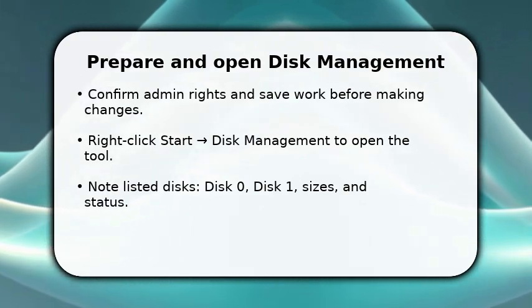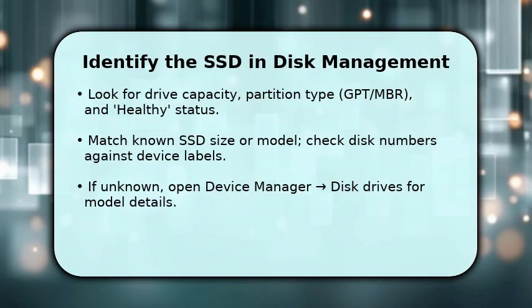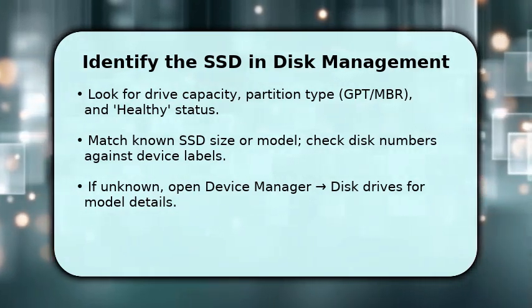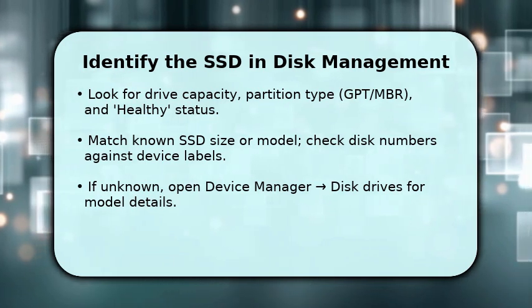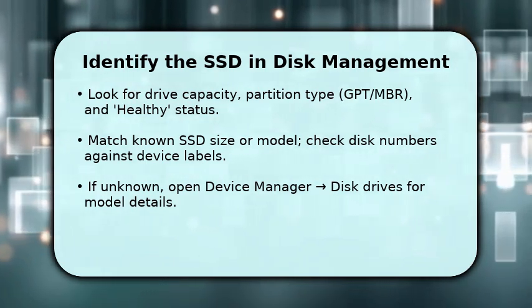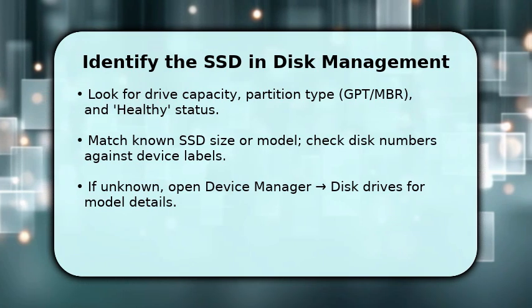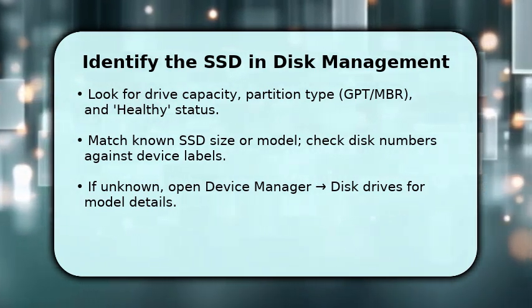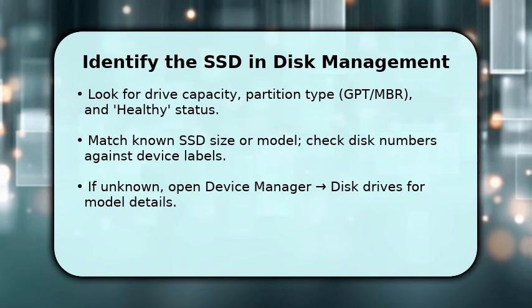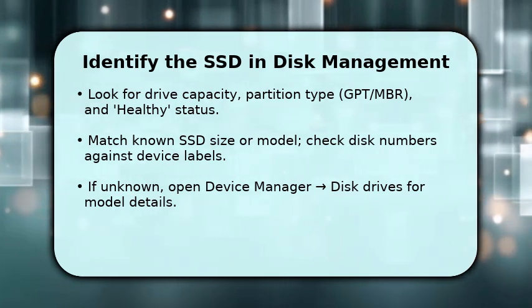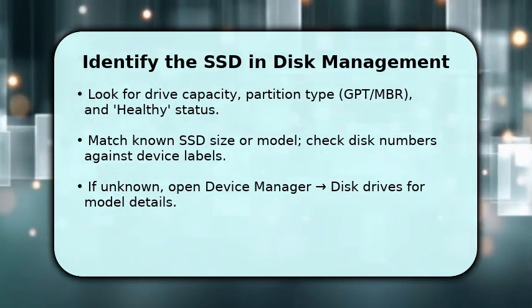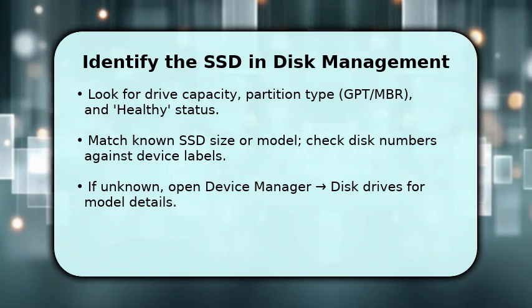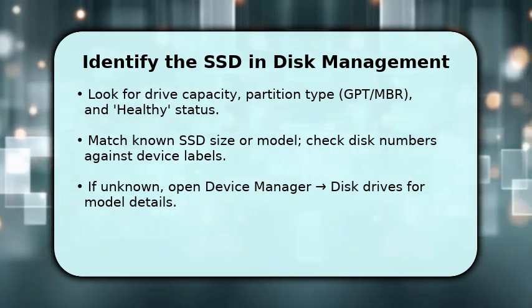Now focus on how to confirm which entry is your SSD. Scan Disk Management for the drive with the expected capacity and partition layout. SSDs often appear as fixed data disks with no removable flag. Once you see a candidate, note its disk number and right-click to view properties if available. If the name is generic, open Device Manager, expand disk drives, and compare the model's string to what you expect. This step gives the vendor/model so you can be certain.